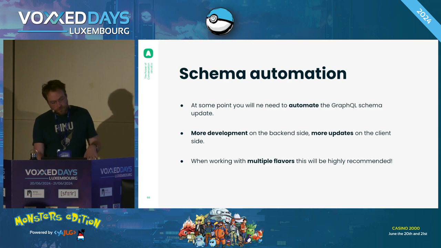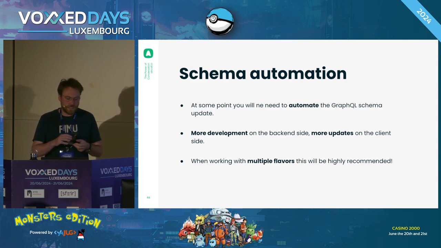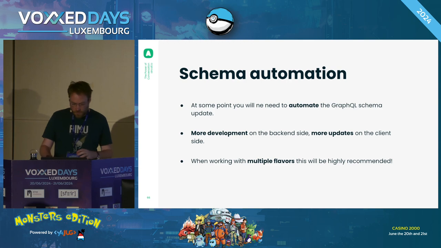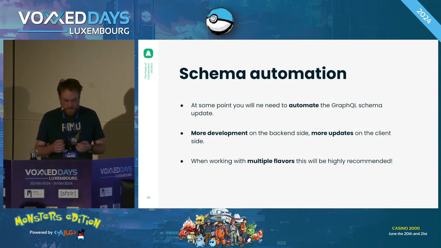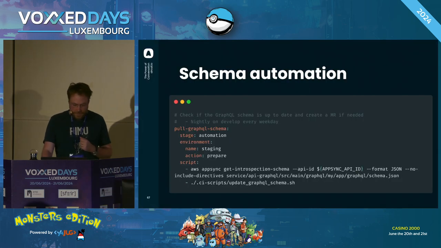And especially on Android, if you're working with multiple flavors, which means you have, for example, a dev environment, a QA environment, and a production environment, you deal with three different schemas, because the schema on the dev side might not be the same as the one in production. So the more environments you have, the more schemas you have. Let's see how we manage that with our CI.